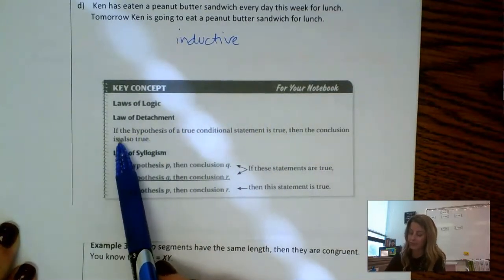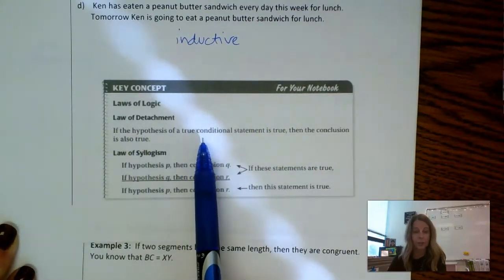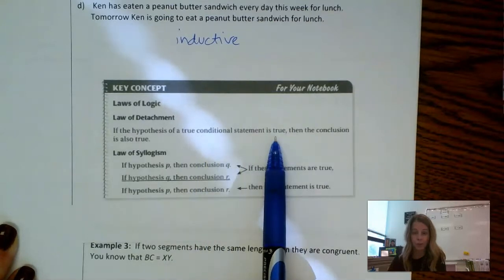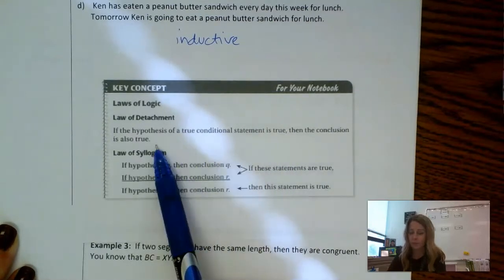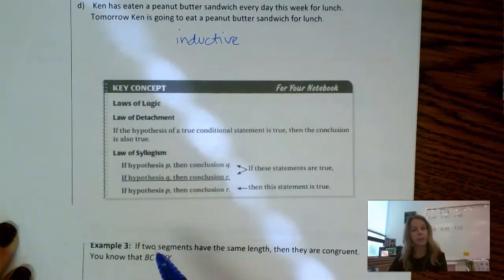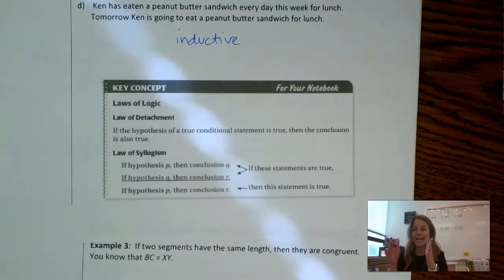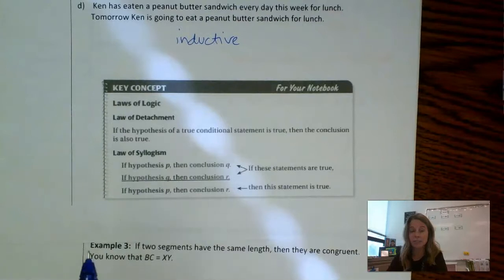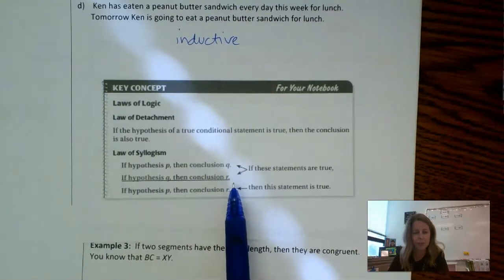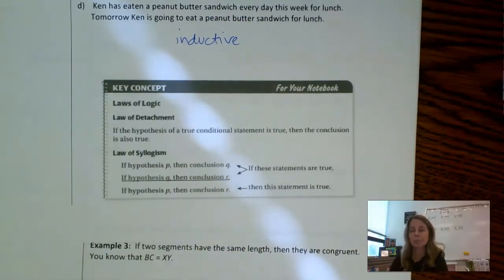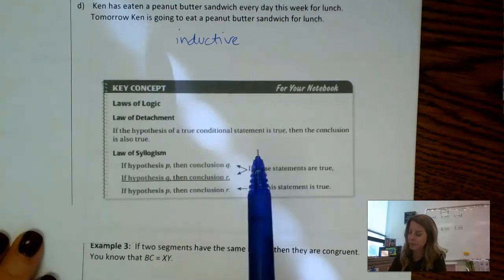The law of detachment says, if the hypothesis of a true conditional statement is true, then the conclusion is also true. So if you have an if-then statement and the hypothesis is true, then the conclusion is also going to be true. In a way, you can detach the conclusion from the statement. And then for the law of syllogism, I'll briefly talk about this, but I think sometimes it makes more sense to go through some actual examples.